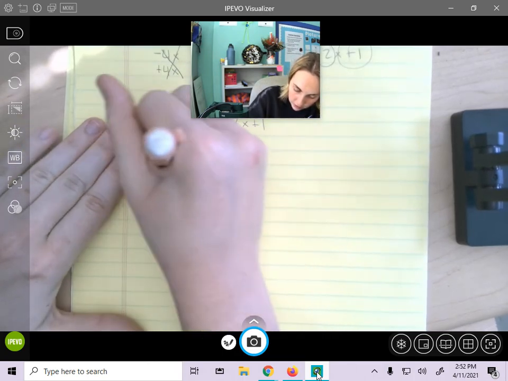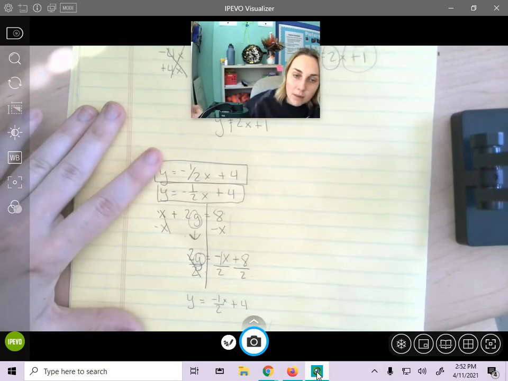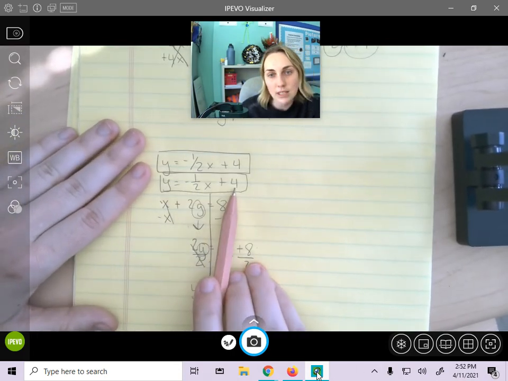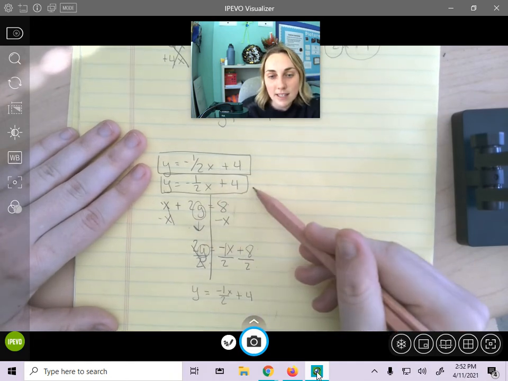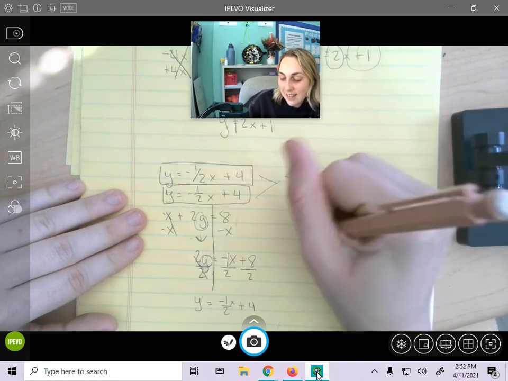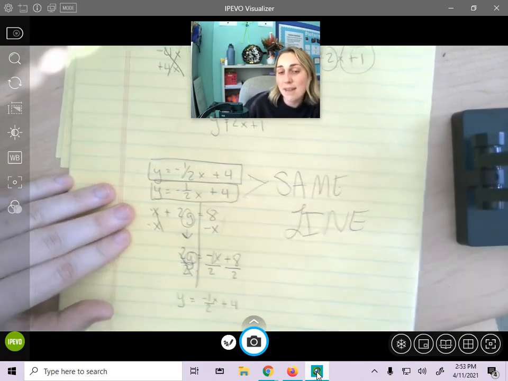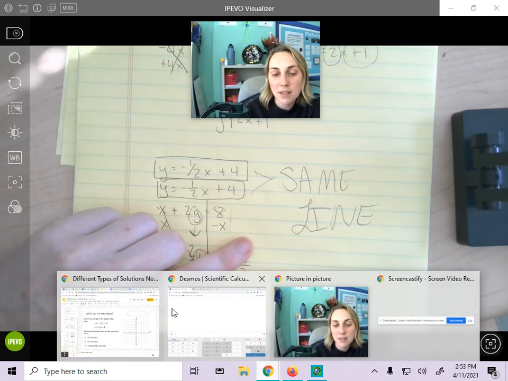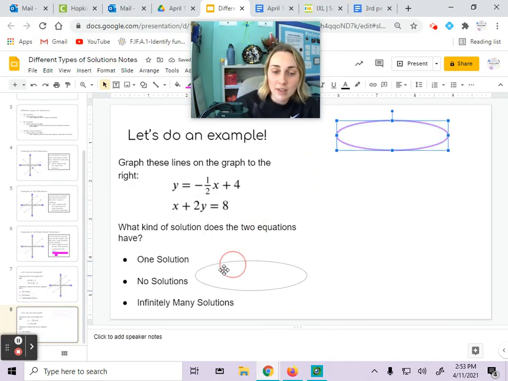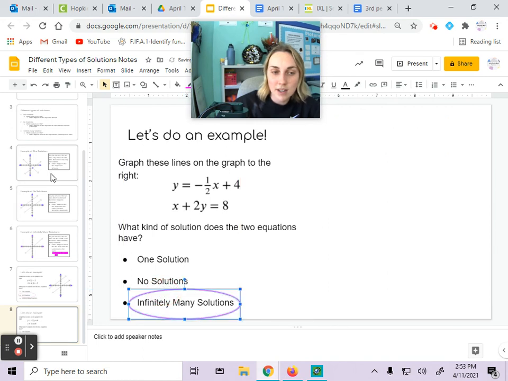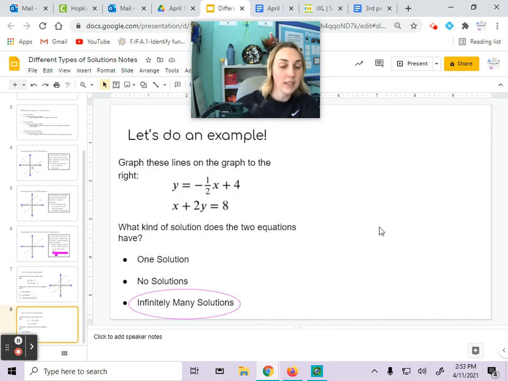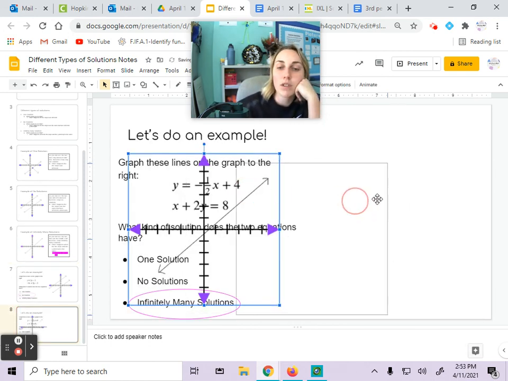Here are both equations. They're both in y equals mx plus b form, and I can match them up. As you can see, they have the same slope, and they also have the same y-intercept. So what that means is these are exactly the same line. So what that means is we are going to put in here, I'm going to get rid of this, and I'm going to say these have infinitely many solutions because they're the same line. So I'm going to copy this, I'm going to paste it here, I'm going to move it over here.